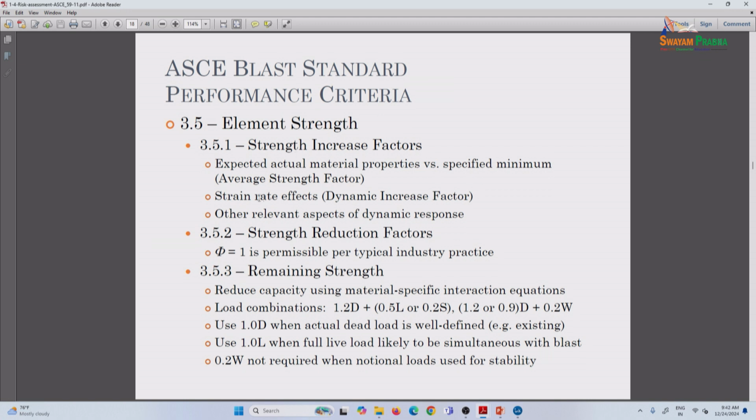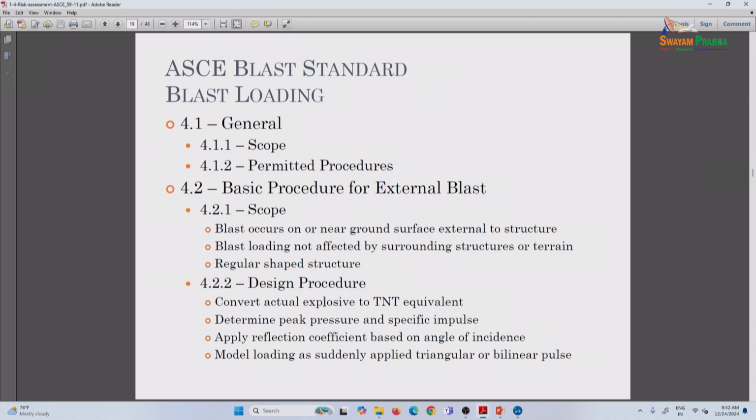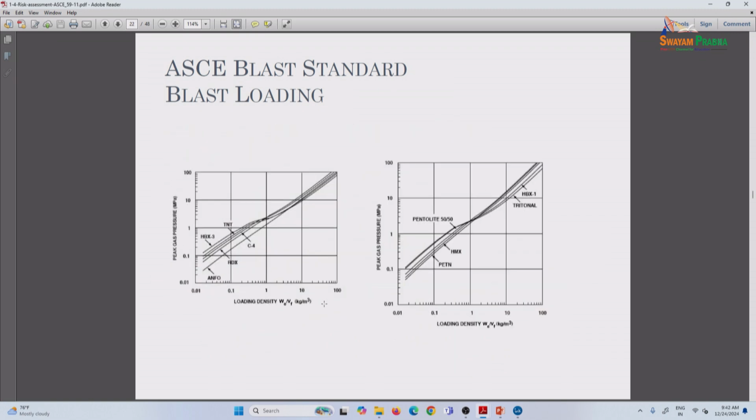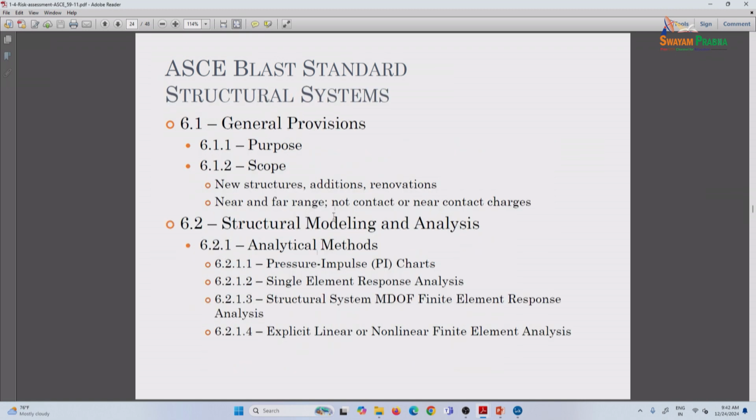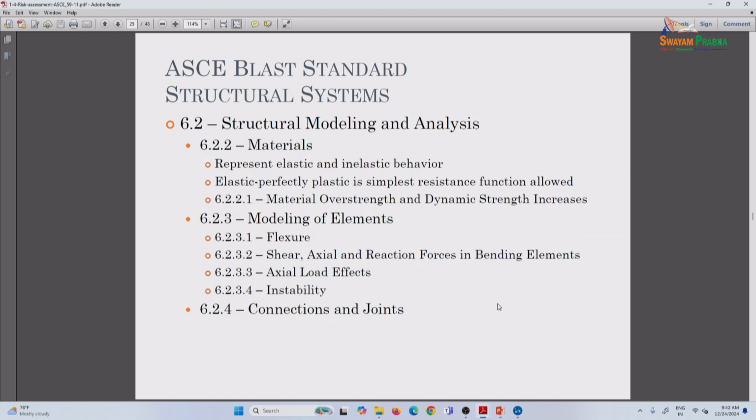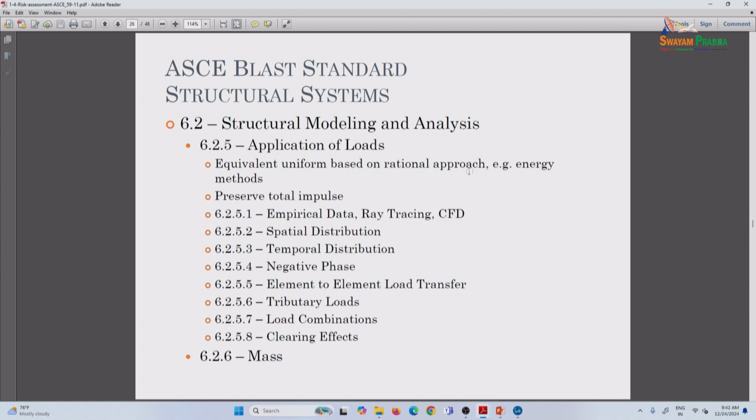We'll talk of strength increase factors, dynamic increase factors, reduction factors, we'll be talking of remaining strengths, some of the design requirements, analytical procedures, all these are addressed. Modeling, we'll do single element response, structural systems. We are doing finite element a little bit. You'll have a demonstration, and also I think we are developing a lab for you to use Abaqus, and that's really cool.